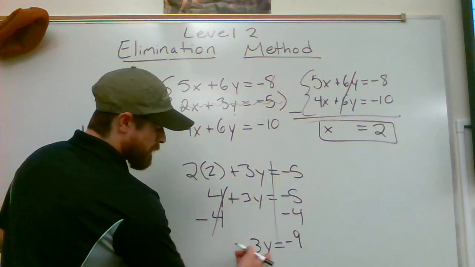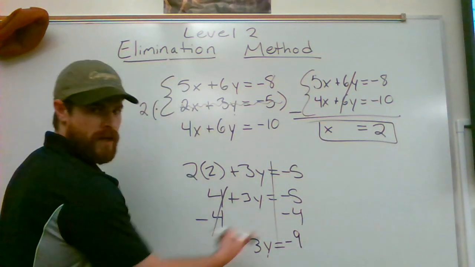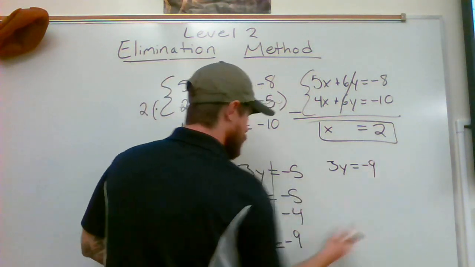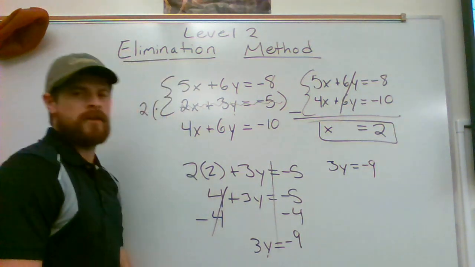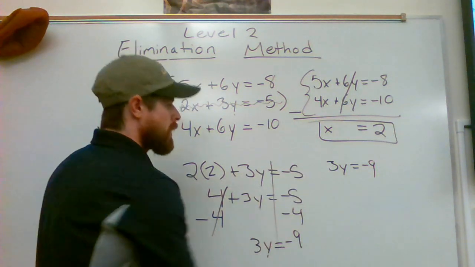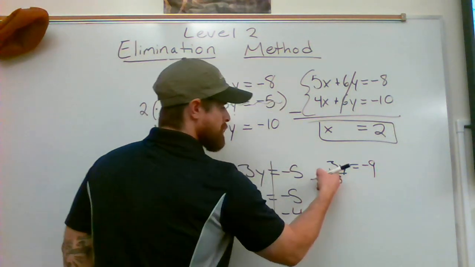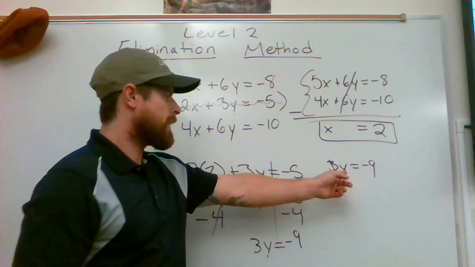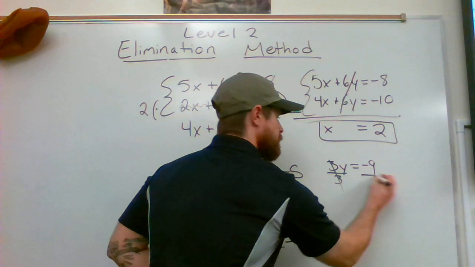Okay? Last and final step. These are being multiplied. I'll just write it over here so you guys can see the last and final step. 3y equals -9. I just copied that down and put it over here so that you guys can see it. We're going to divide by 3 because this is being multiplied. Inverse operations again coming into play. Now I divide by 3 over here.